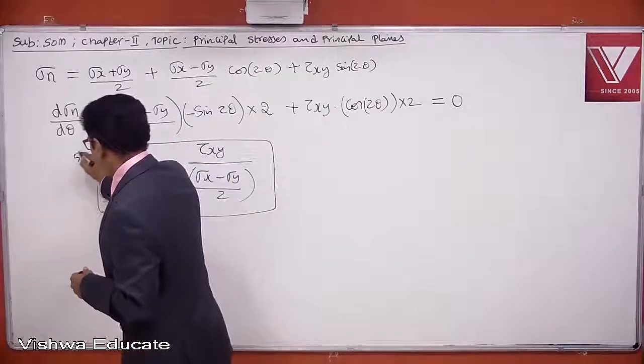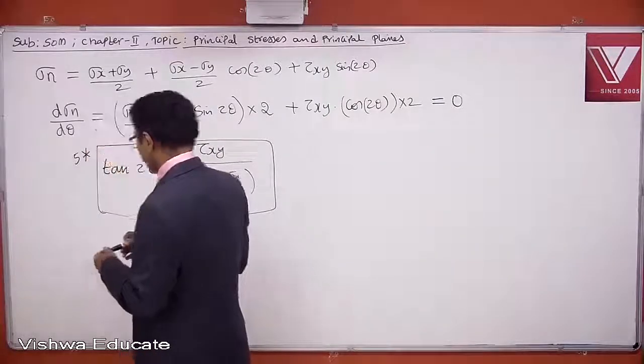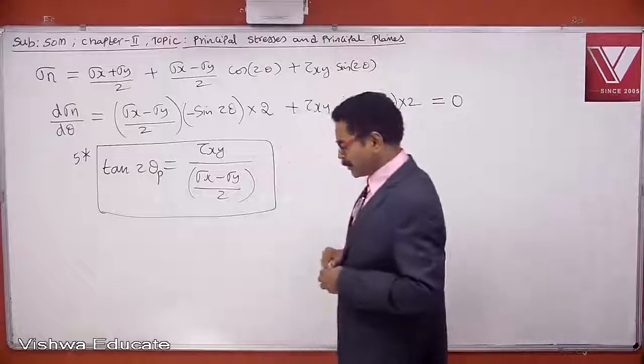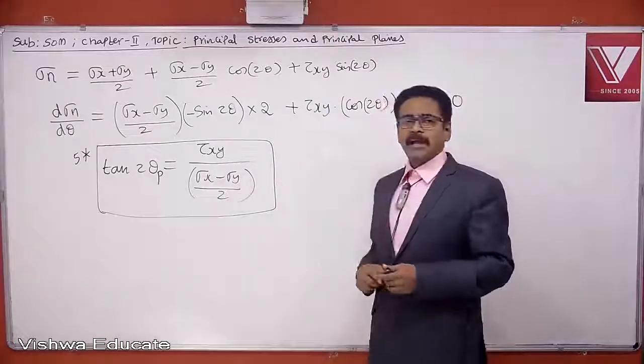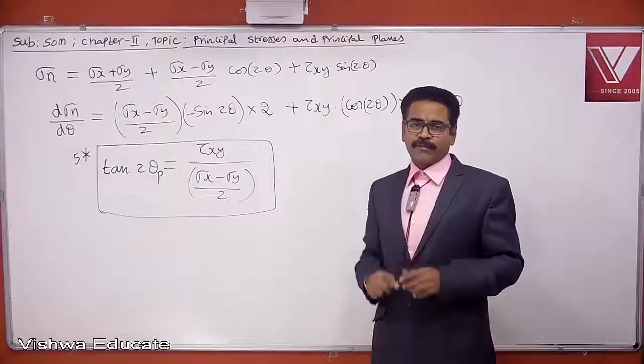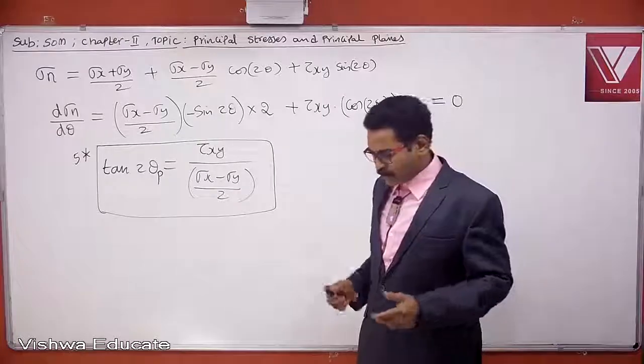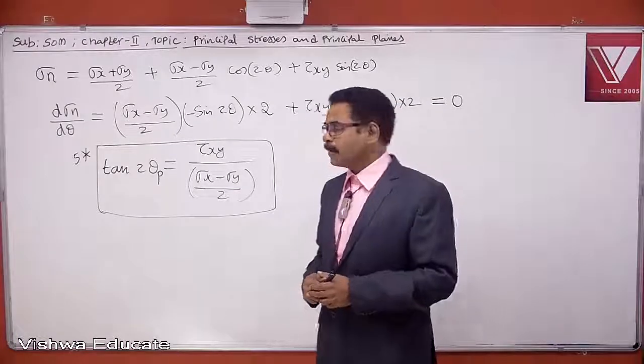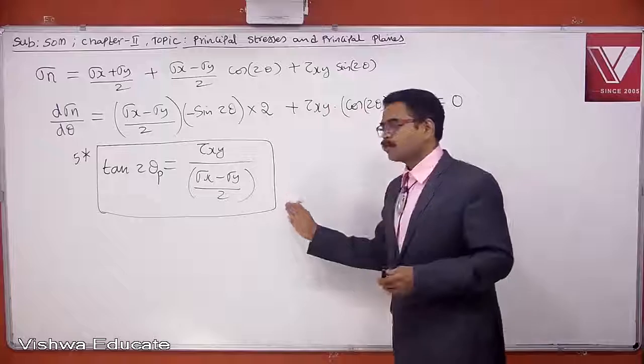So don't forget this. A few GATE problems came on this formula, right? By using this formula, you can find the angle of both the principal planes, the major principal plane and the minor principal plane. Please copy these two steps.